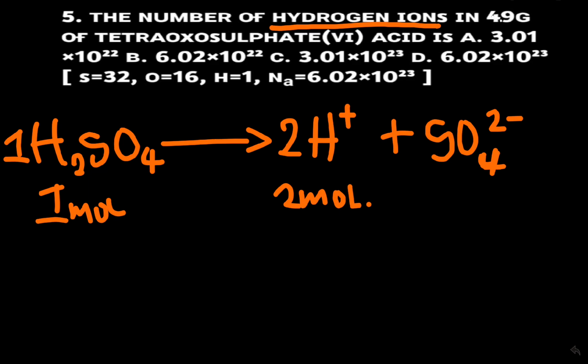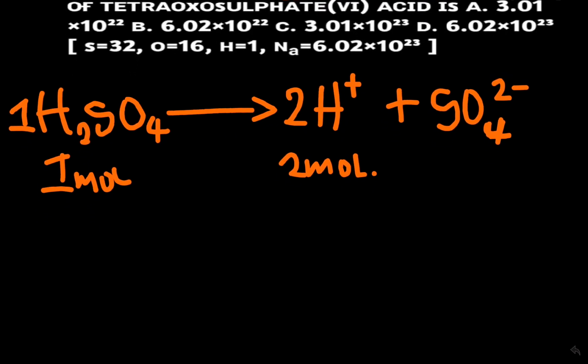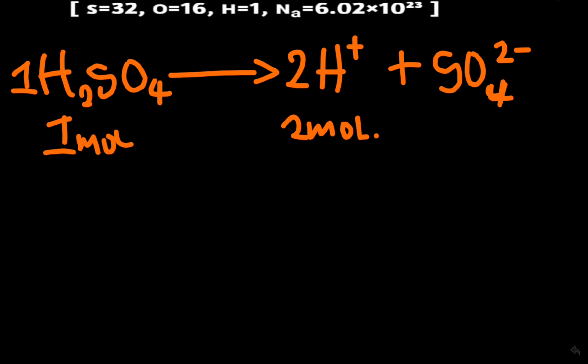Once this is done and established, the next thing to do is we would solve for the mole. Since we are given 4.9 grams, we are given tetraoxosulfate 6 acid in mass. We'll solve for its moles. And how do we go about that? We'd first calculate its molar mass.